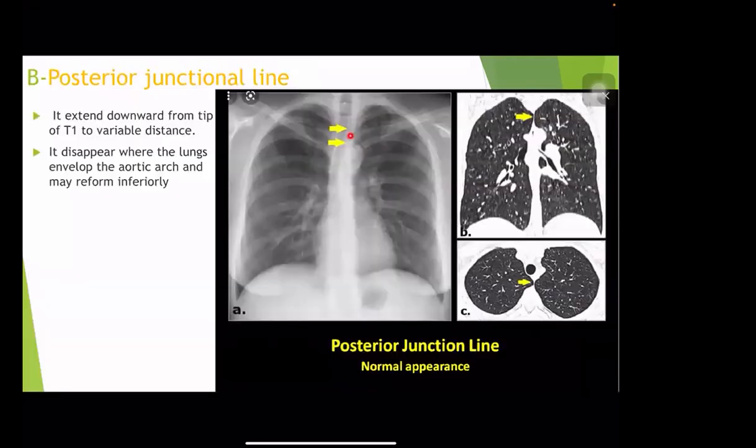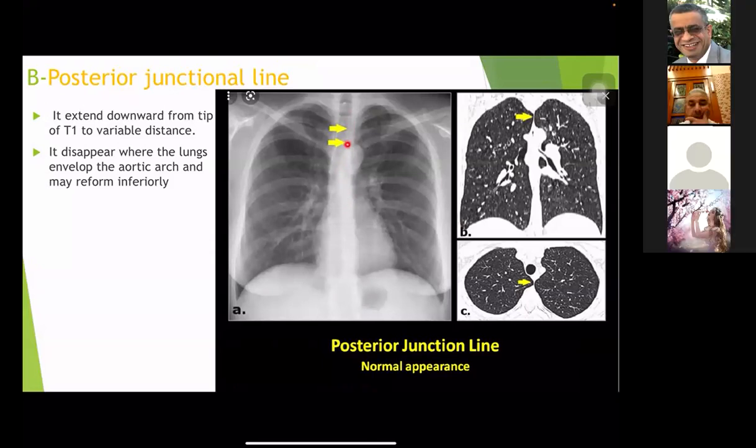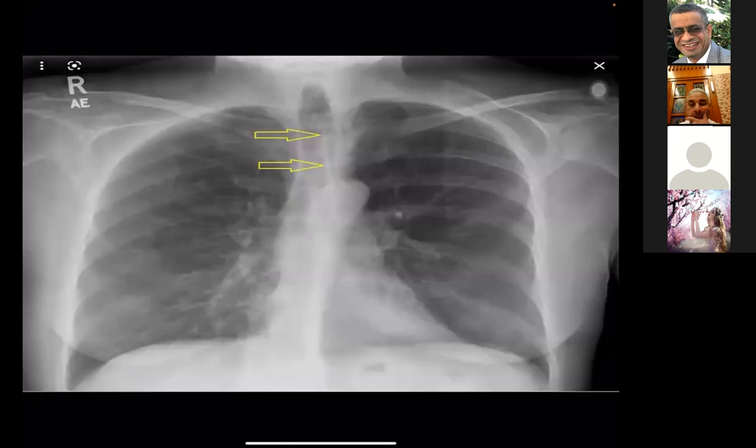This is the posterior junctional line, which extends from the tip of T1 to a variable distance, usually to where the lung envelops the aortic arch, and it may reform inferiorly. It will be obviously seen above the aortic arch. This is on CT scan. This is the posterior junctional line. This is another picture of the posterior junctional line.